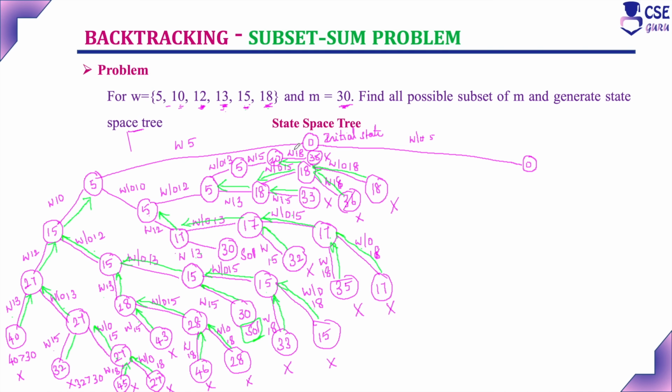Without 18, the value will be 30 only. We won't get the solution, and again we need to backtrack. Here, if we are considering without 15, the value will be 5 only. And if we consider 18, the value will be 23 only. We won't get the solution here. Even if you construct it, we won't get the solution.